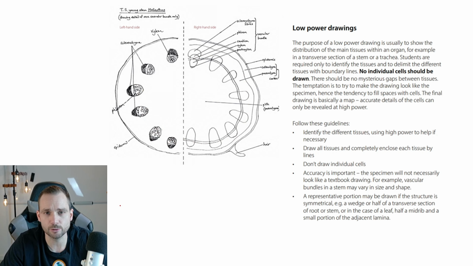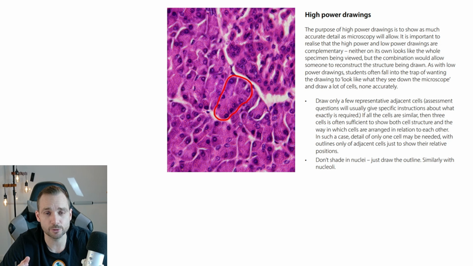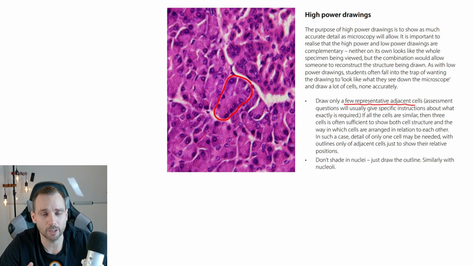So with a low power drawing, it's layers of tissues within an organ that are completely circled. This one's been cut in half to show a comparison. Whereas high power drawings are more of what you probably think. We're drawing individual cells. Now you should only be doing a few cells, and the text on the screen is directly taken from the biological drawing handbook that I'll link in the description.